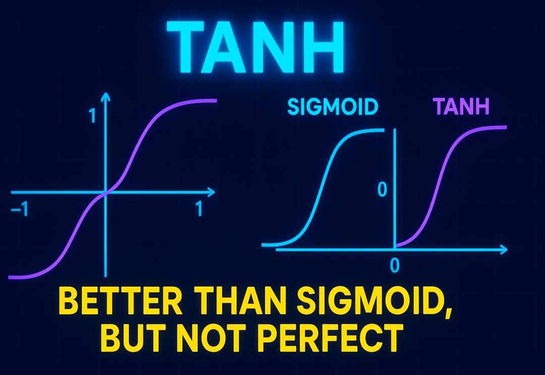Next is Tanh, or hyperbolic tangent. It's like a cousin of sigmoid, but instead of ranging from 0 to 1, it ranges from -1 to 1. This means it's centered at 0, which often helps models learn faster. But, like sigmoid, it still suffers from vanishing gradients.